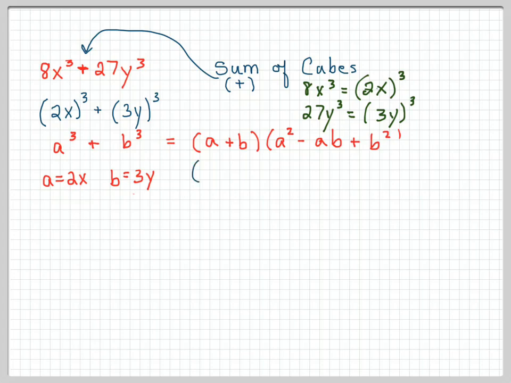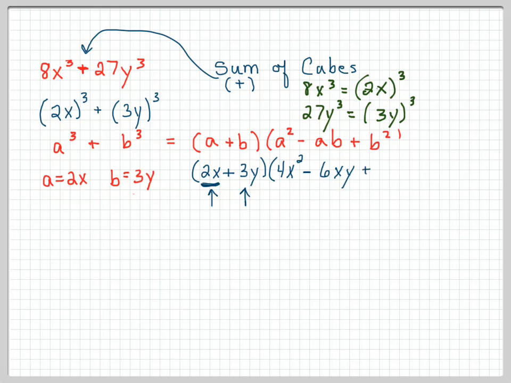So for us, I just replace a with 2x and b with 3y. Notice the plus sign in between them. I take the a term. Now the a is 2x, and I have to square 2 and square x. So that's 4x squared. Next, the model says subtract. I have to multiply a times b. Don't put 2x times 3y. We take 2 times 3, which is 6, and x times y, which we write xy.